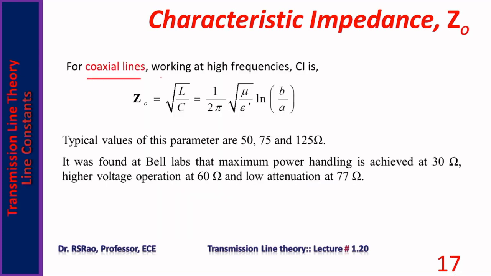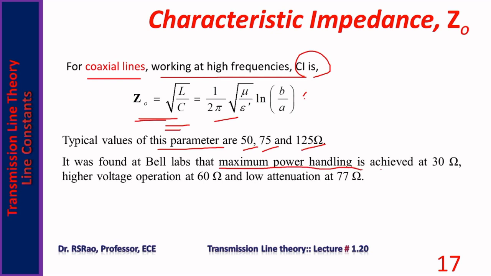In case of a coaxial line working at high frequencies, the characteristic impedance can be found. At high frequencies, it is root L by C. Z0 in general, when a line is working at high frequencies, becomes root L by C. It can be found equal to 1 by 2 pi root mu by epsilon prime natural logarithm b by a. Typical values of this parameter are 50, 75, 125. In Bell Labs, it has been found maximum power handling is achieved at 30 ohms, highest voltage operation is obtained at 60 ohms, and low attenuation is obtained at 77 ohms for a coaxial line.